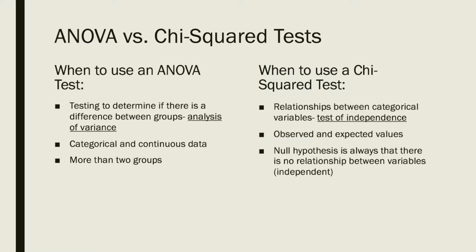One should use the ANOVA test when determining if there is a difference between groups. This is an analysis of variance. The data is categorical and continuous, and there are more than two groups.